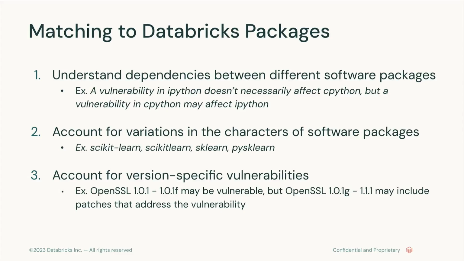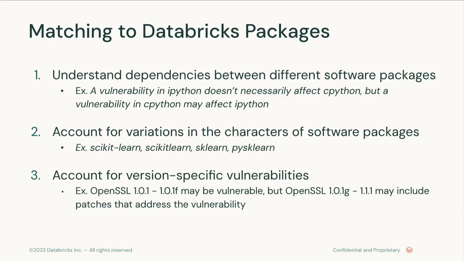So this is the additional knowledge that the LLM actually gives us, right? If you can train an LLM, then it can learn that these dependencies are important, and also account for variations in the names of software packages, like scikit-learn with a hyphen, or scikit learn, or sklearn, pysklearn, all of which might be the same. So there are some variations.